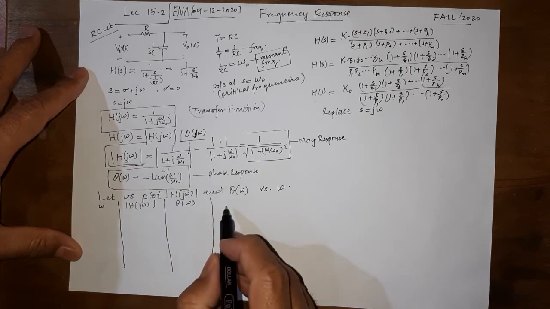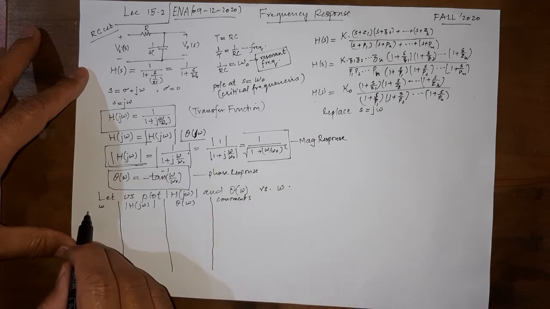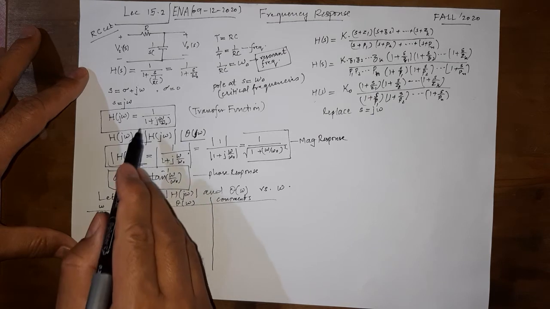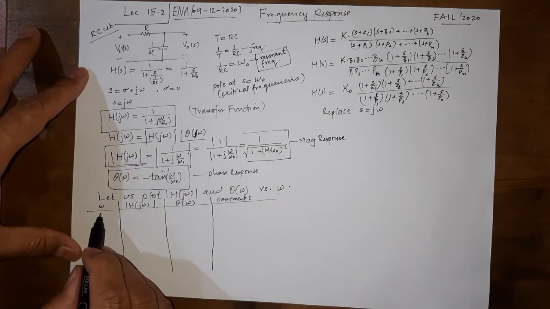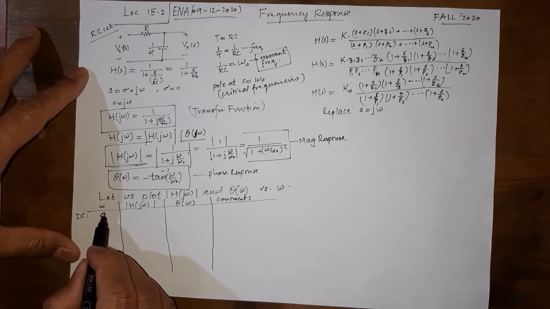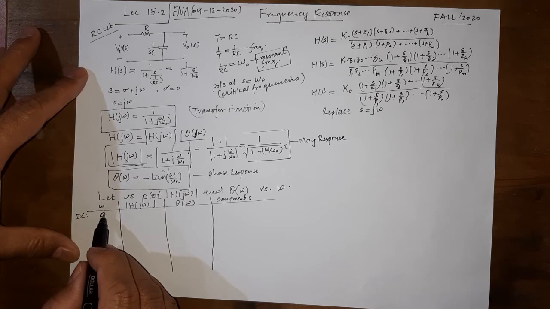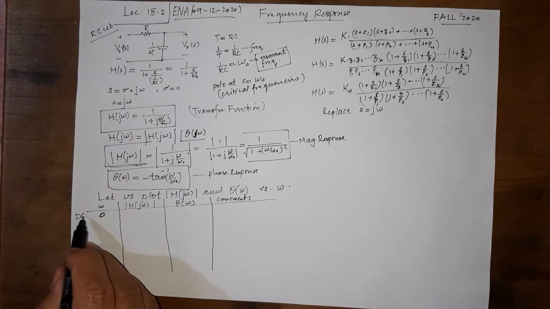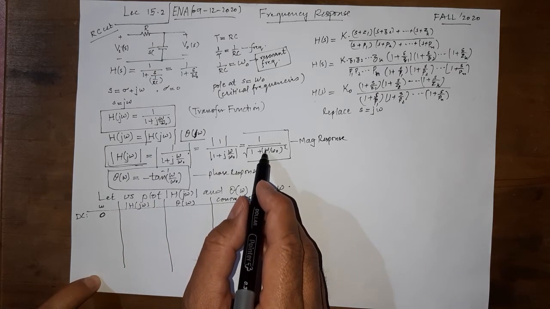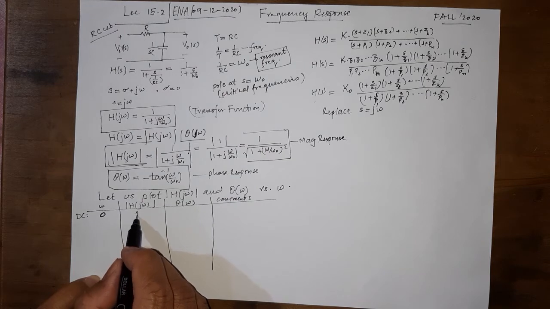And I'm going to make some comments about these values here. So what's going to happen when ω is 0? Remember, this is the DC case. When ω is 0, it means the source is not varying, its frequency is 0, it's not changing, so it's a DC case. So then what would be the magnitude at ω = 0? We get 1 over the square root of 1, which is 1.